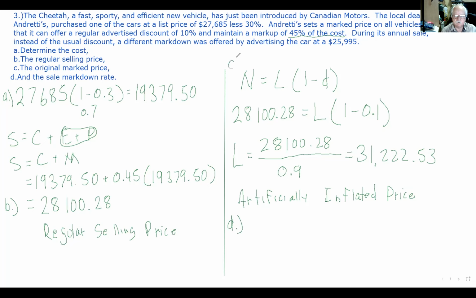This was C here. So it says during its annual sale, instead of the usual discount, a different markdown was offered by advertising the car at $25,995. So now we need the rate of markdown.